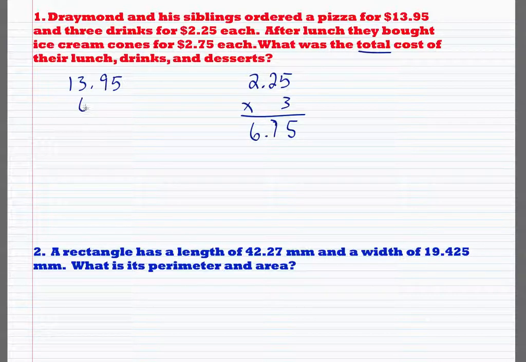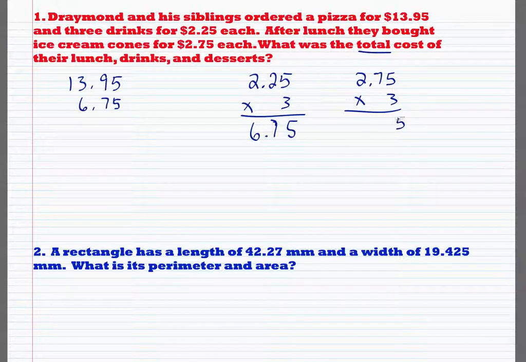So I'm going to go ahead and put this in the line here, and as we've been talking about in class, I have to line up the decimals. So that takes care of the drinks. For the ice cream cones, they bought 3 of them at $2.75 each. So again, $2.75 times 3.